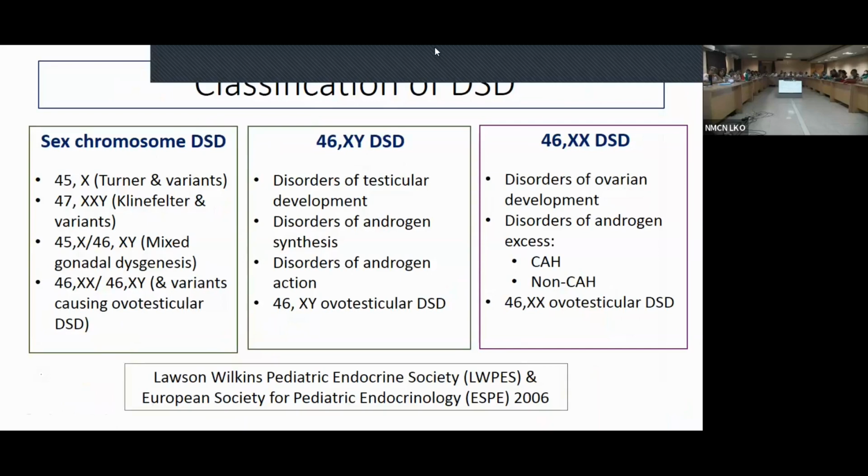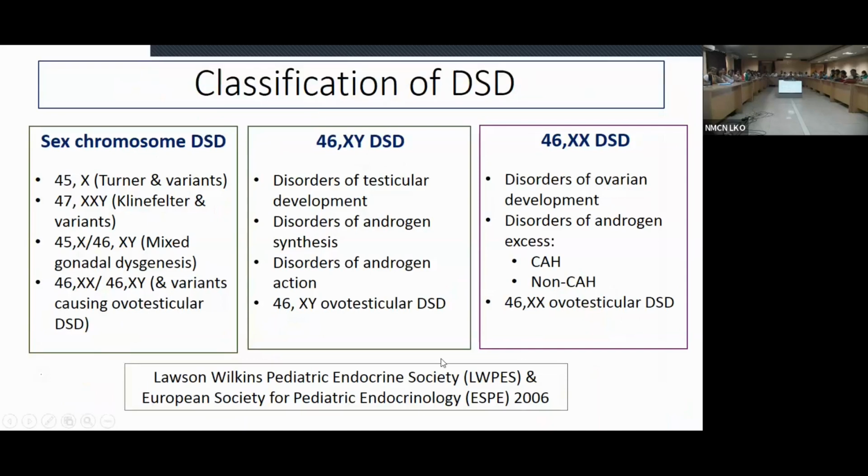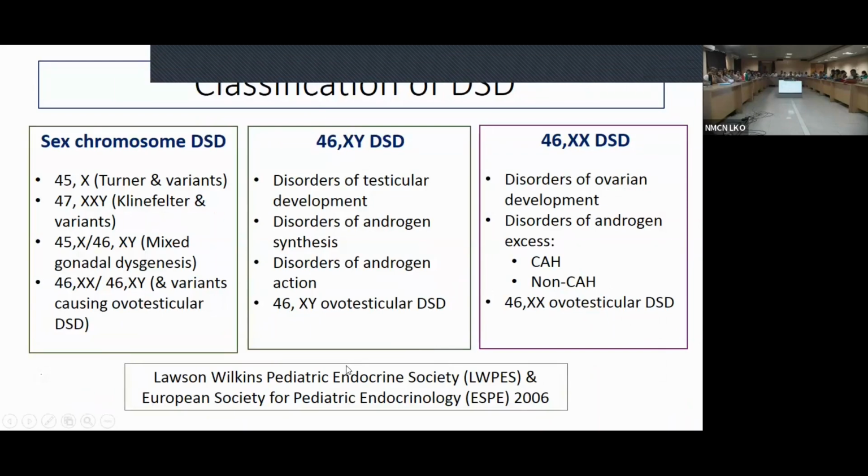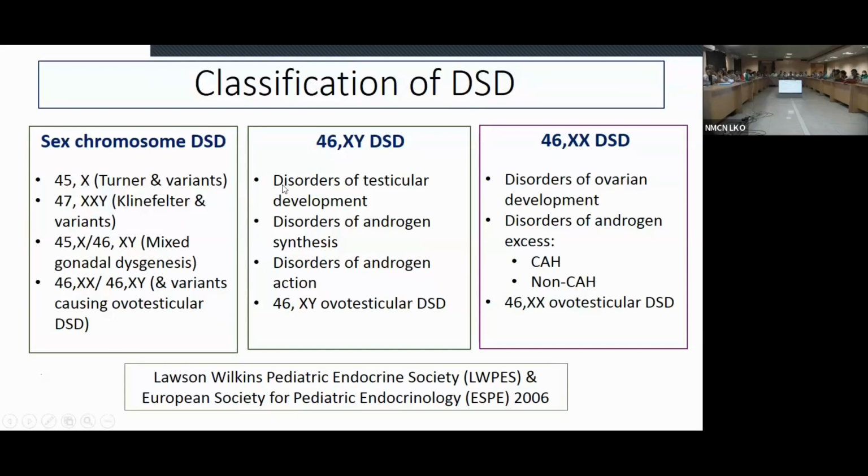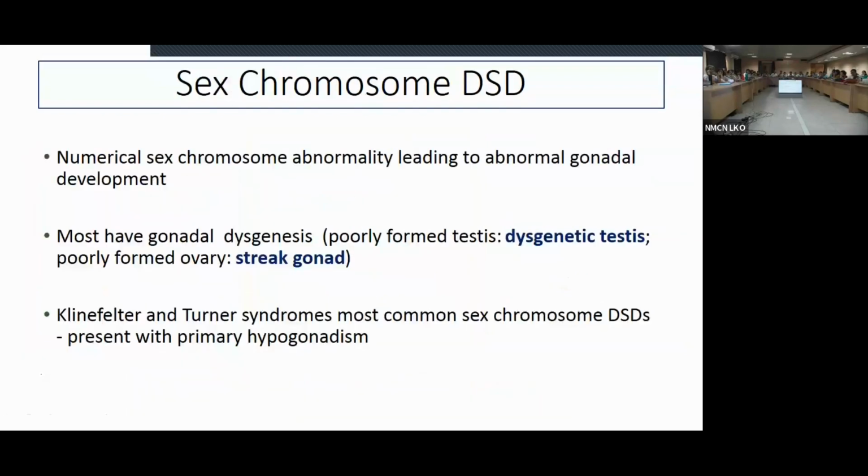So DSDs are actually classified into three main categories. Of course, there are other classification systems used, but this is the more conventionally used one, which was given by the Lawson-Wilkins Pediatric Endocrine Society and the European Society for Pediatric Endocrinology. As per this, DSDs are classified into three broad categories: the sex chromosome DSDs, the 46,XY DSDs, and the 46,XX DSDs. I'll elaborate on each of these in the subsequent slides.